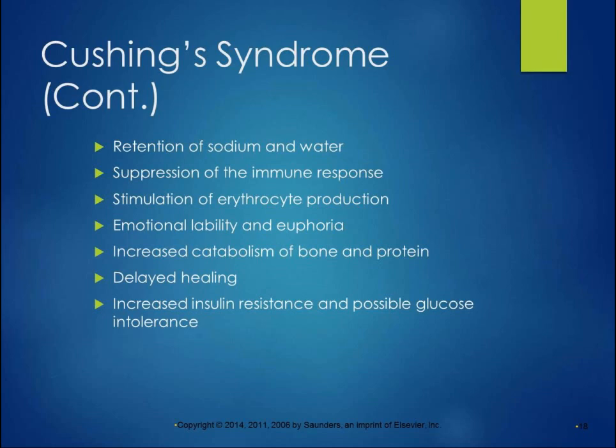So the metabolic effects are retention of sodium and water. That might cause that rounded effect. Suppression of the immune response. Stimulation of erythrocyte production. Emotional lability and euphoria. So someone who cries easily or goes from one emotion to another really quickly. There are other things that can cause that too. Increased catabolism of bone and protein, so that's increased breakdown of bone and protein, and delayed healing, and increased insulin resistance and possible glucose intolerance. So Cushing's syndrome has widespread effects throughout the body.